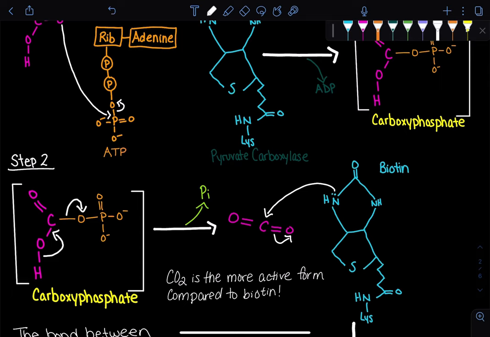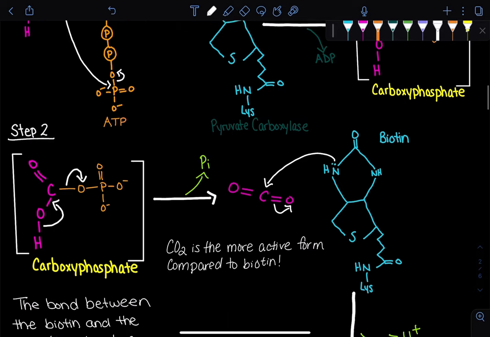So it's going to break the bond right over here, and this oxygen will gain the lone pair. As a result, we see the loss of inorganic phosphate, because when this oxygen gains that lone pair, we get a structure like this. We see PO4 with three O minus, right? So that's inorganic phosphate, and it'll be lost because this carboxyphosphate intermediate is very short-lived.